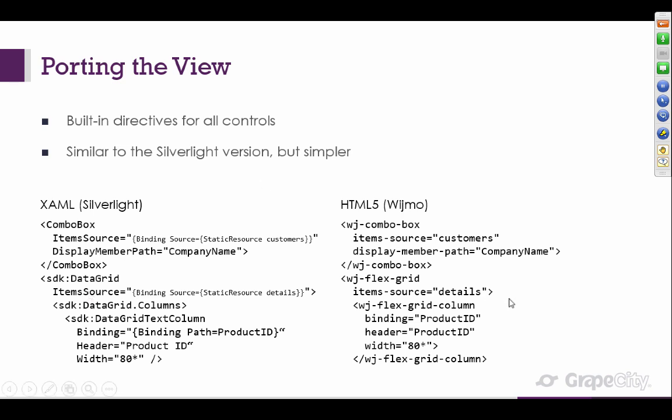Now Wijmo has both a combo box and a grid as well. So we'll use a little bit different markup here. So wj-, and that's kind of our own prefix that we use to signify you're working with a Wijmo directive. And then we're creating a combo box. Notice we also have an item source property, and we're binding it to customers. And we have a flex grid where we're setting the item source to details. And we can even go as far as to define our columns in markup as well, just like we had in XAML. Now we're able to do that same thing in HTML5.